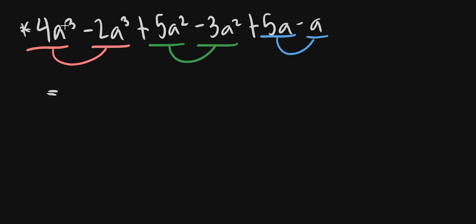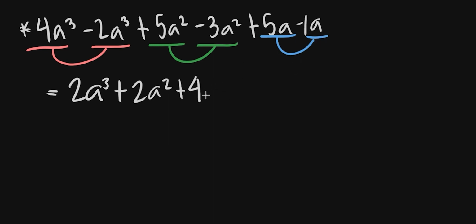So 4a cubed minus 2a cubed will result to 2a cubed. And 5a squared minus 3a squared would result to positive 2a squared. Then lastly, positive 5a minus 1a, since for the a here we just assume that there is a 1 there. So it would result to 4a. So here's your answer.